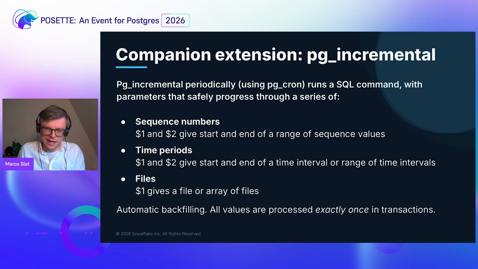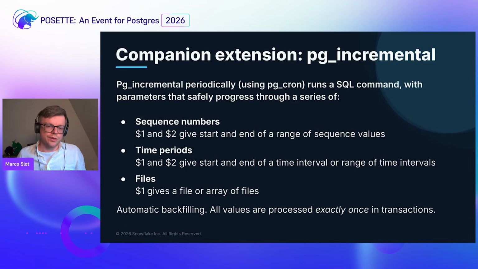And the first time you do that, you want to take all the existing data and move that. And then after that, you periodically want to take all the new data and move that into the destination table. And so we look for a pattern where we can do that for different types of source data. So maybe the source is a Postgres table, which has a sequence number.